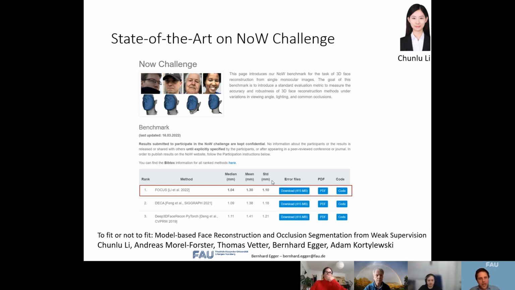There is one benchmark out there, that's the Now Challenge. And our method is currently at the top of this Now Challenge. So I'm of course super proud of Chun Lu, who made that possible. And we hope that we can stay up on this first place as long as possible.